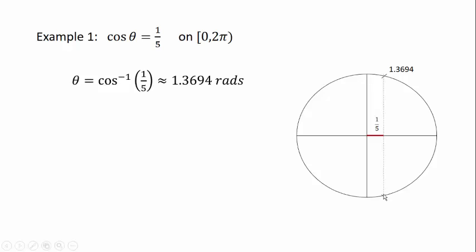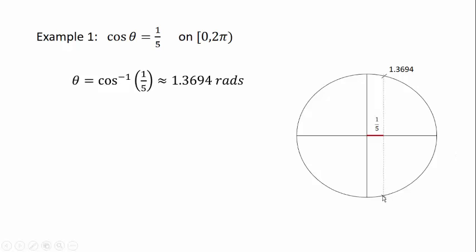So now what I need to do is figure out what this other point's angle will be. What we want to notice here is that if we travel from our starting point 0 in this direction, we get a positive 1.3694 radians. Now if we go in the negative direction, it looks like we get the same angle measure. We have some symmetry going on here, except I'm going in the clockwise direction, so it will be negative 1.3694.